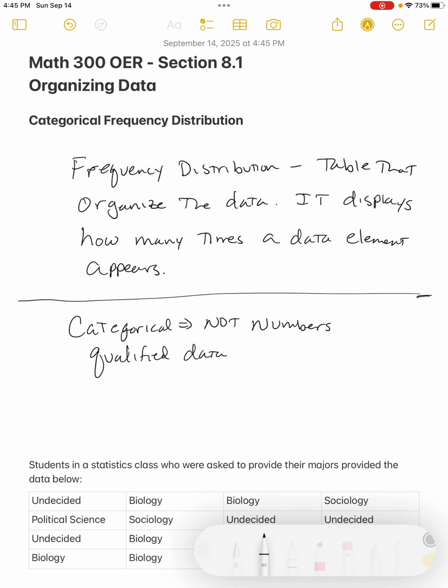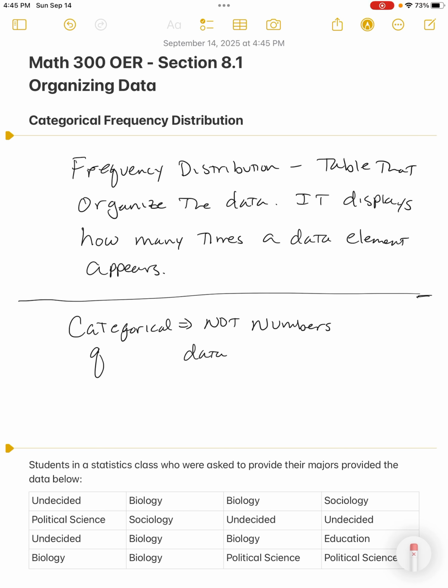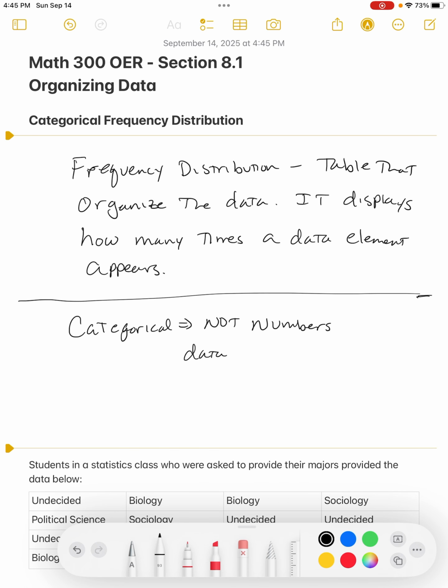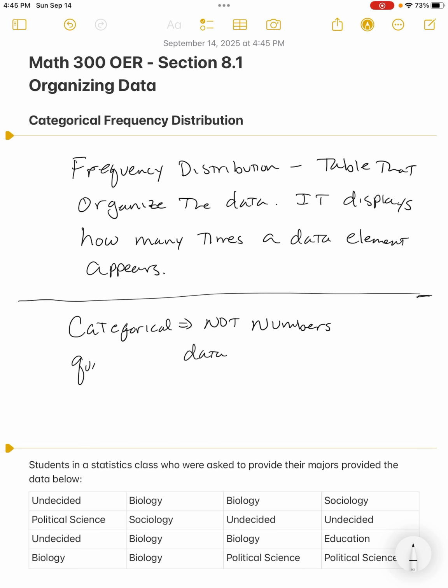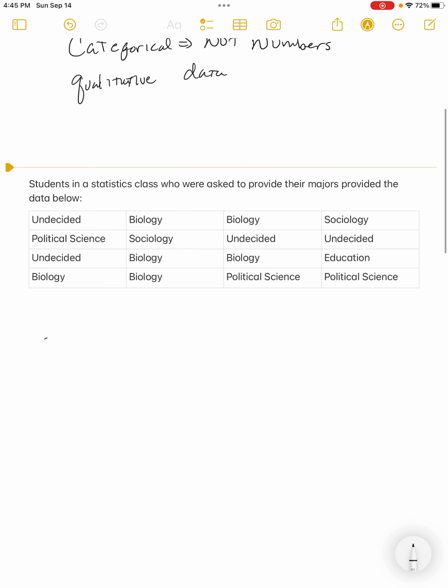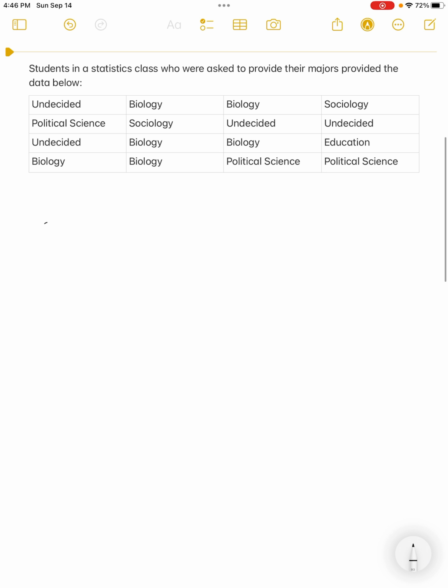So let me actually write that down here. Sorry about not saying that just right, but qualitative data. What I mean by qualitative data is it's giving a quality. But remember, a frequency distribution for us is just a table that's going to organize the data to display how many times a data element appears. And so I'm going to go to our first example here.